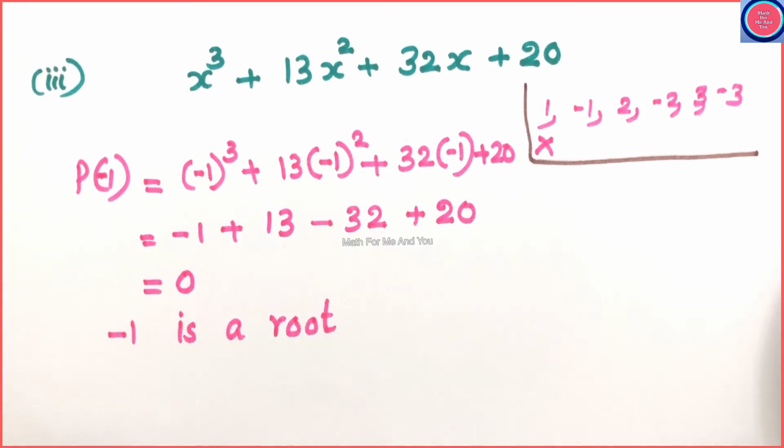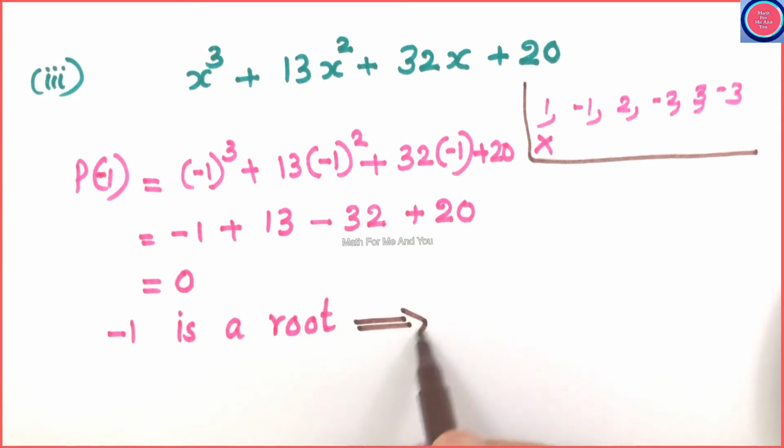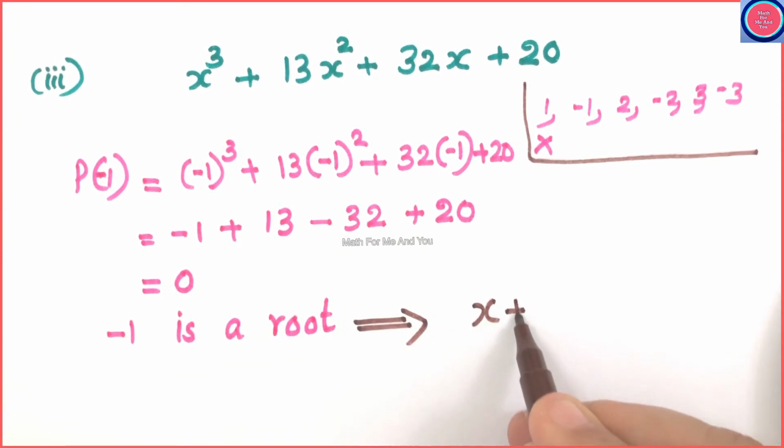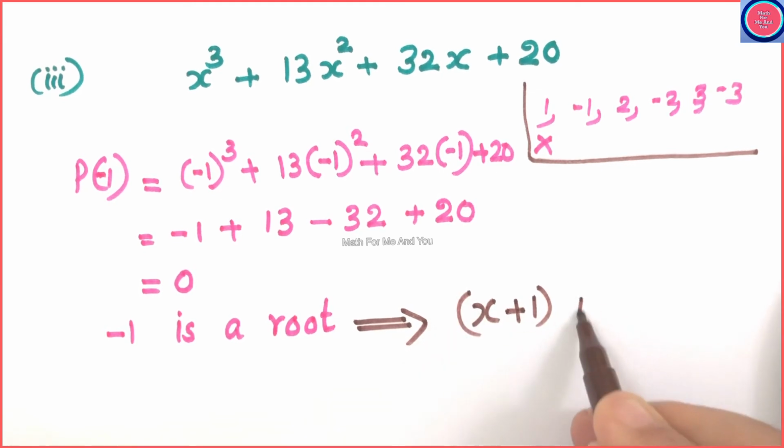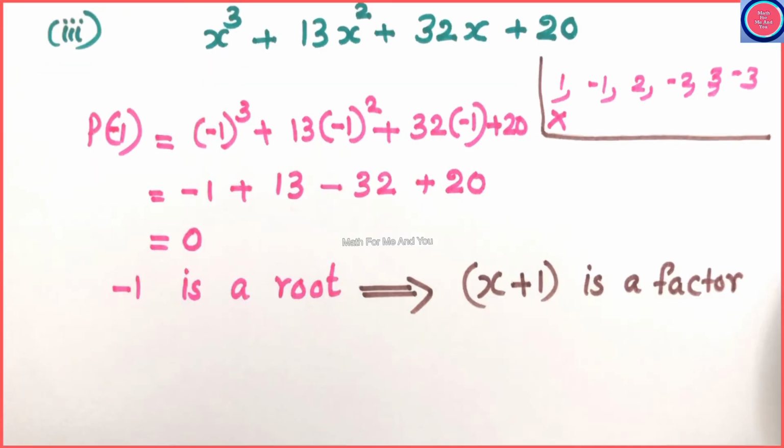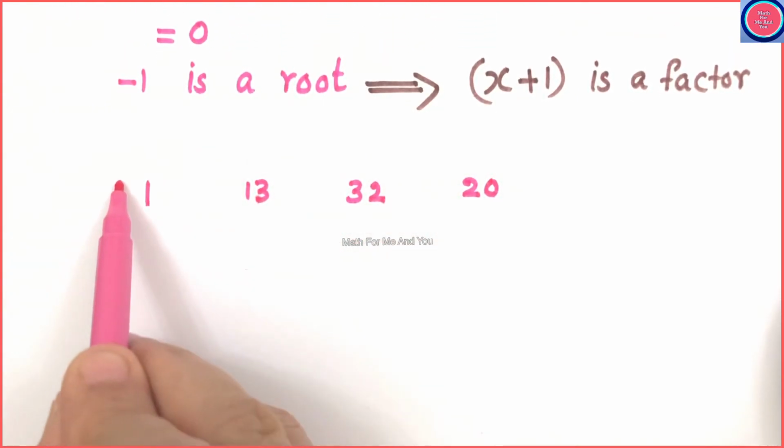And what about the factor? How can we write the factor? X minus minus 1, that means x plus 1 is a factor. The second step, division. For that, we will write down the coefficients. We can write down the coefficients because p of x is in standard form. The coefficient of x cube is 1. Then the next term 13x square means we will write 13. Next term is 32x, so we write 32. And the last term we write 20. Divide with the root. What is the root? Root is minus 1. So divide by minus 1.